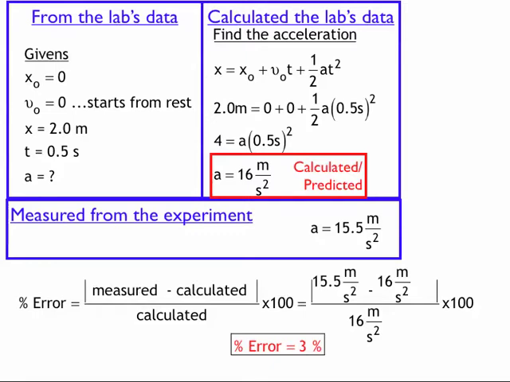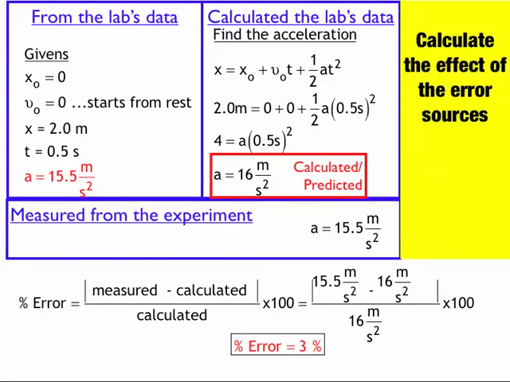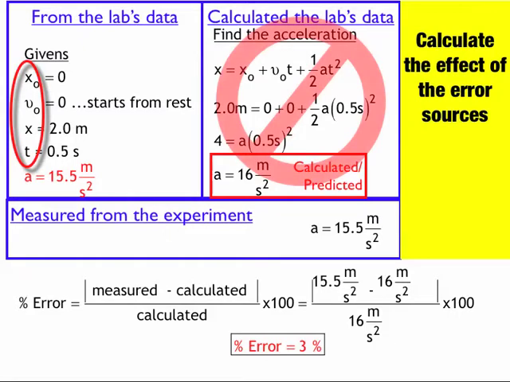So let's take a look at a couple different things. First, I'm going to change my unknown for the acceleration to be 15.5 meters per second squared. And now I'm going to look at the effect of the other variables. So what I'm going to do to find my error analysis, I'm going to do some calculations, and I'm going to look at the other variables in the problem, not the acceleration. I'm not going to look at any of the data I calculated earlier. I'm only looking at the things I measured in the experiment.